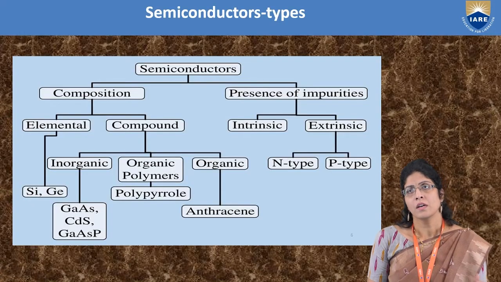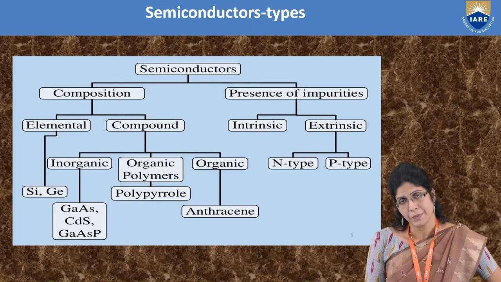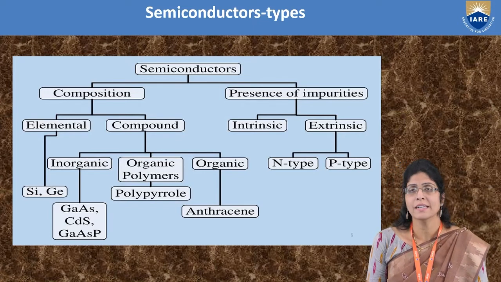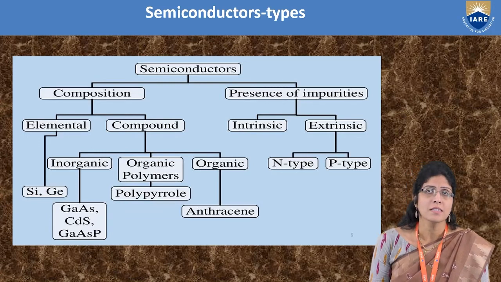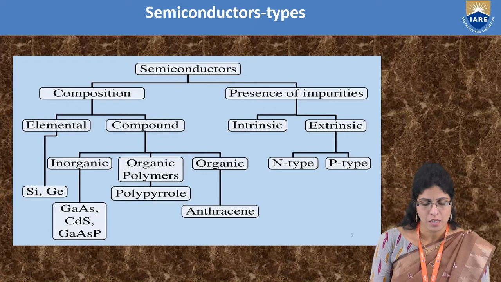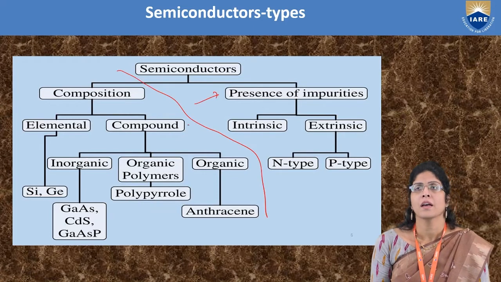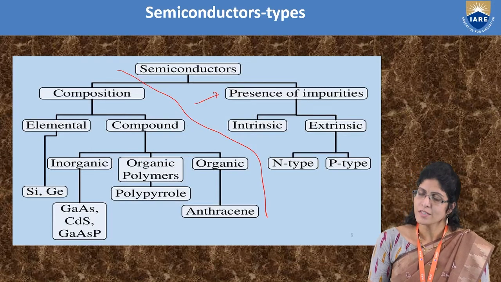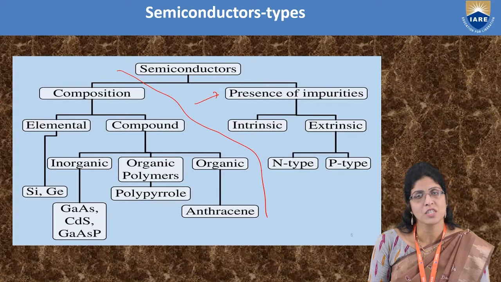So now this is again a recalling of the previous lecture. For those who are attending my lecture for the first time, this will be a helpful slide. This is a classification of the semiconductors into two types based on the composition and the presence of impurities. Depending on the presence of impurities, intrinsic semiconductor is the first part, which is pure.